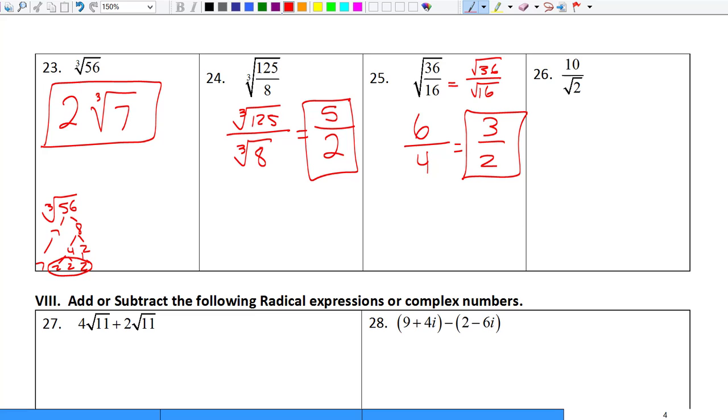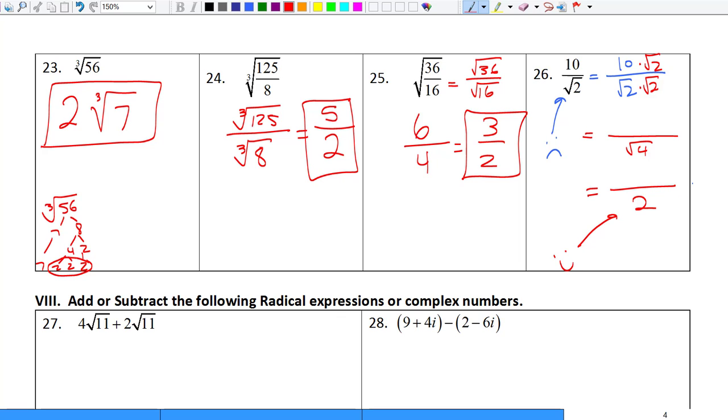Now, number 26 is a rationalize. I can't reduce root 2, and I'm not allowed to have a root in the bottom. Remember, we're not allowed to have that. So what we're going to do is take the top and the bottom and multiply both by root 2, which is in the bottom. Why do we do that? Well, because in the bottom, root 2 times root 2 is the square root of 4, and the square root of 4 breaks down to plain 2. So that makes us happy. We don't like to have radicals in the bottom. So this is a little process that makes the radical in the bottom go away.